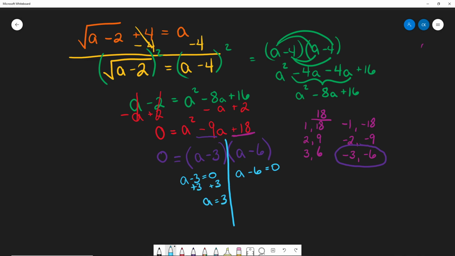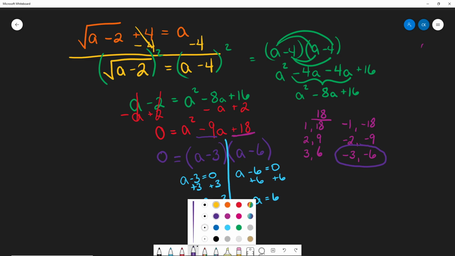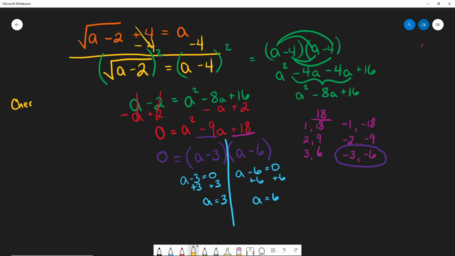So I'll have a equals 3. Here I'm going to add 6 to both sides. So I'll have a equals 6. But we have to remember, here we must check our solutions. We cannot leave it and just say both of these are correct, because maybe they are. Maybe only one of them's correct. Maybe neither of them are correct. So I have to check them both.